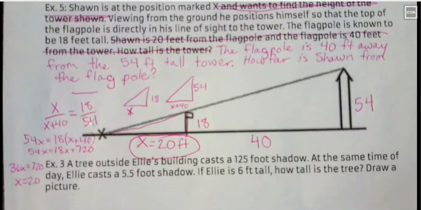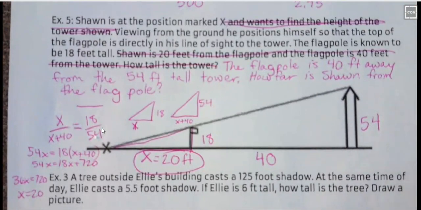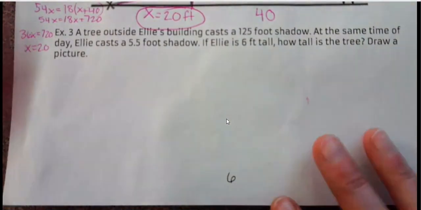All right, yeah, so I'm going to show this one more time for any of you guys watching this video. You can pause it. Make sure you fix all of these crazy things that were messed up. The tree outside Ellie's building casts a 125-foot shadow at the same time of day as Ellie casts a 5.5-foot shadow. Ellie is 6 feet tall. How tall is the tree? Draw a picture. All right, so we've got the ground.